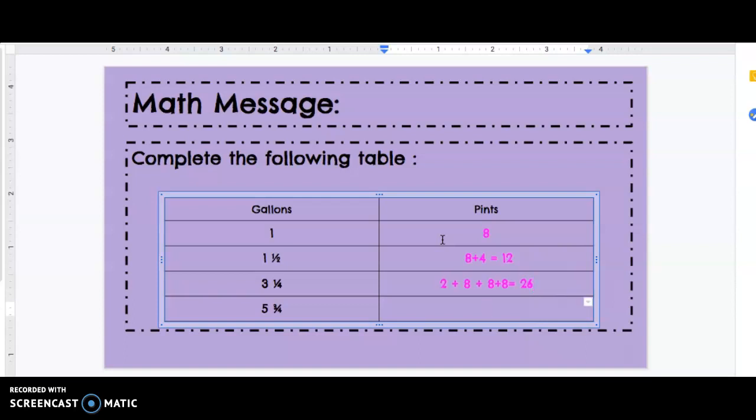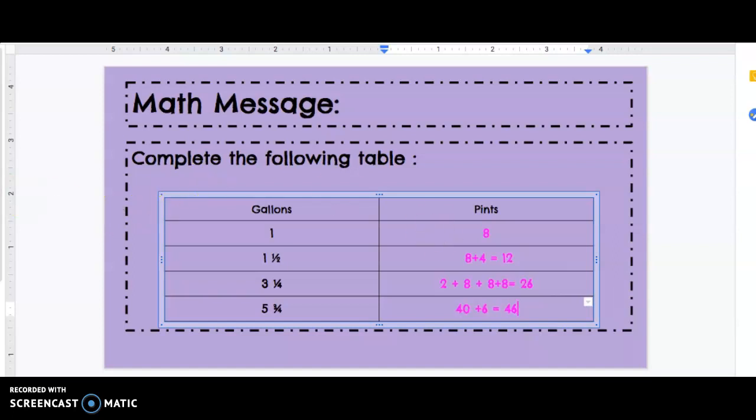For 5 3/4, I know that when there are 5 groups of 8, that gets me 40. And if I remember from earlier that 1/4 is 2 pints, then 3/4 must be 6 pints. So my total here would be 5 3/4 equals 46 pints.